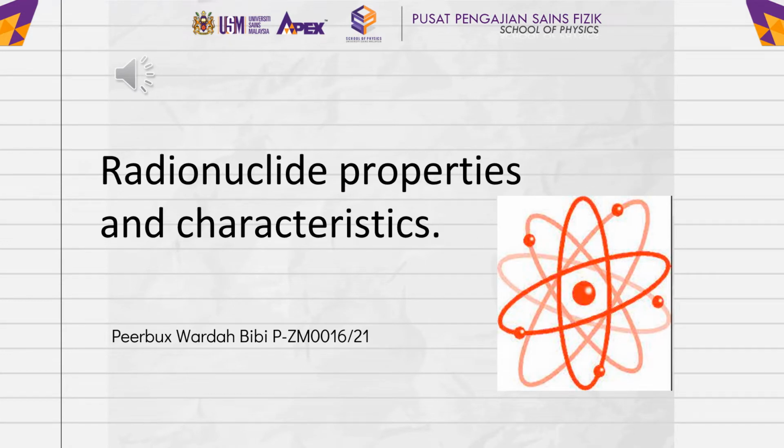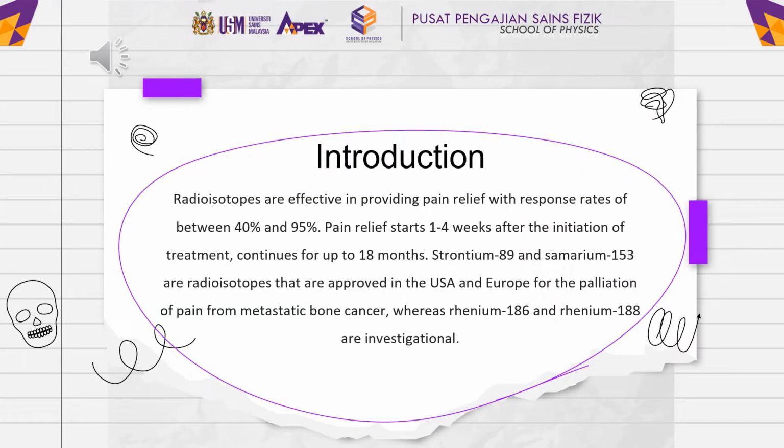I will present the first part, which is radionuclides' properties and characteristics. A radionuclide is an unstable form of a chemical element that releases radiation as it breaks down and becomes more stable. There is some evidence that radioisotopes may give pain relief over 1 to 6 months. For patients with cancer that has spread to their bones, a single dose of radiation therapy may treat bone pain as effectively as a series of lower doses of radiation delivered over multiple days, according to the results of a clinical trial.